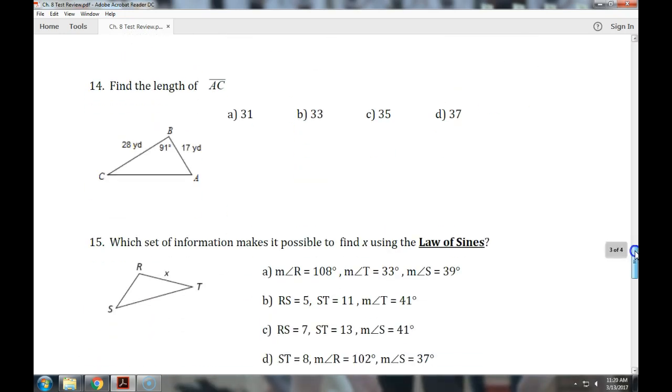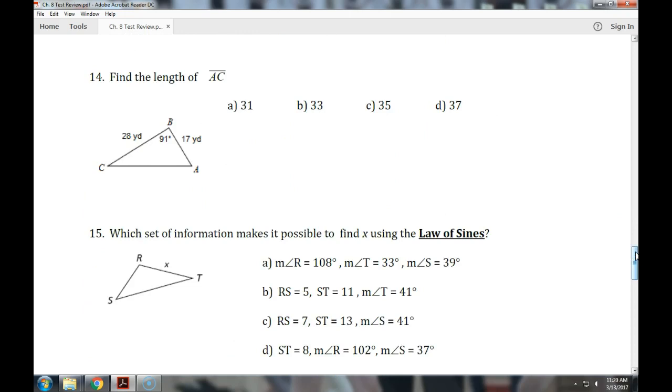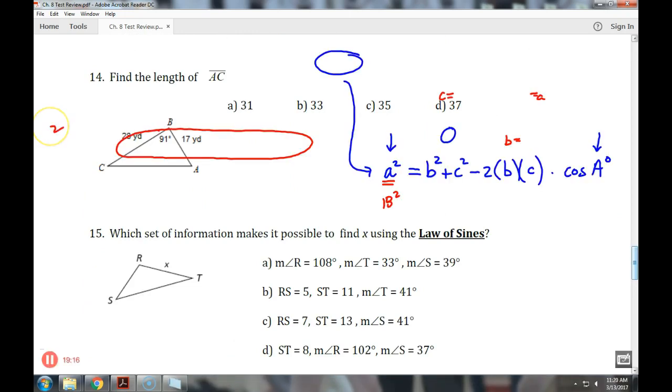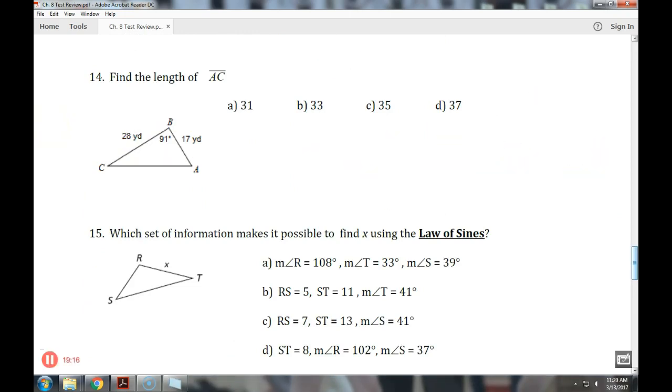Here's one we do have to work out. Find the length of AC. So again, I try to play the across from game. Well, I don't have both B's, I don't have both C's, and I don't have both A's. So that right there tells me I cannot use the law of sines. I got to use the law of cosines. So let's label my sides: little a, little c, and little b is what we're looking for. It says find the length of AC, so aka we need to find little b.